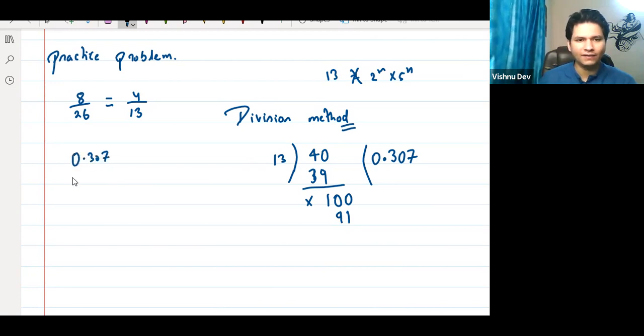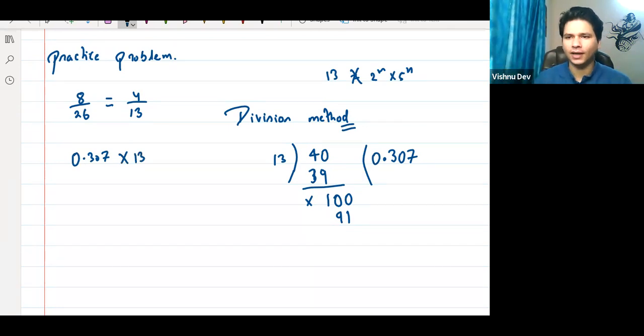0.307. I will cross check. Right? Okay. So if you multiply this by what? Tell me. If I have to cross check, this is my, tell me, this is my what? 13. Yes, correct. So multiply this by 13. I should get something which is close to 4.